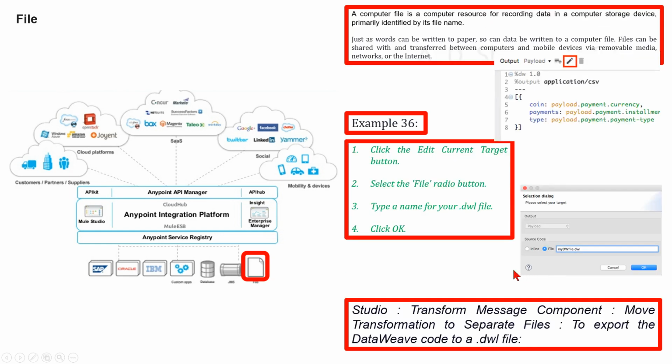Here you can see how to move a transformation to separate files in the Transform Message component in Studio. To export the data view code to a .dwl file, click on the edit current target and select the file radio button, and type the name for your .dwl file and click OK.